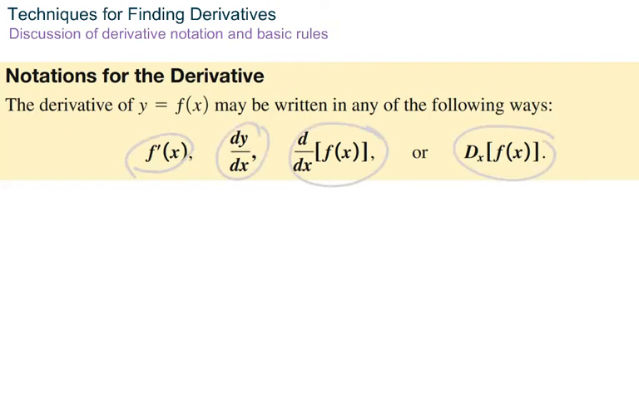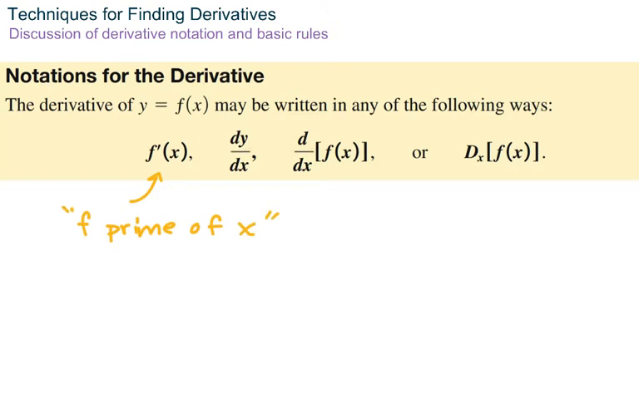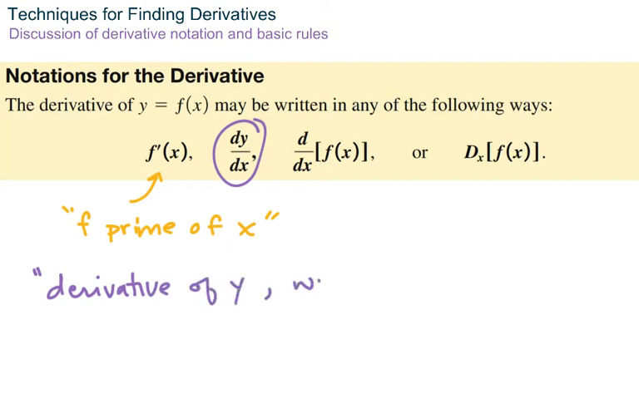So let's talk about what each of those mean. This first one here reads as f prime of x. That stands for the derivative. That's probably the most popular notation. Looking at the second one, dy over dx. That one would read as the derivative of y with respect to the variable in the denominator, so with respect to x. So the derivative of y with respect to x.